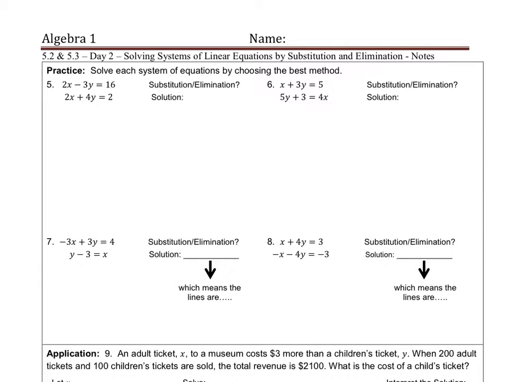Okay, welcome back to part 2 of the video. On number 5, I want you to decide which strategy you're going to use, if you're going to use substitution or elimination, and work all the way through the problem. Pause your video while you do all of that decision making and solving, and then check back for the explanation.